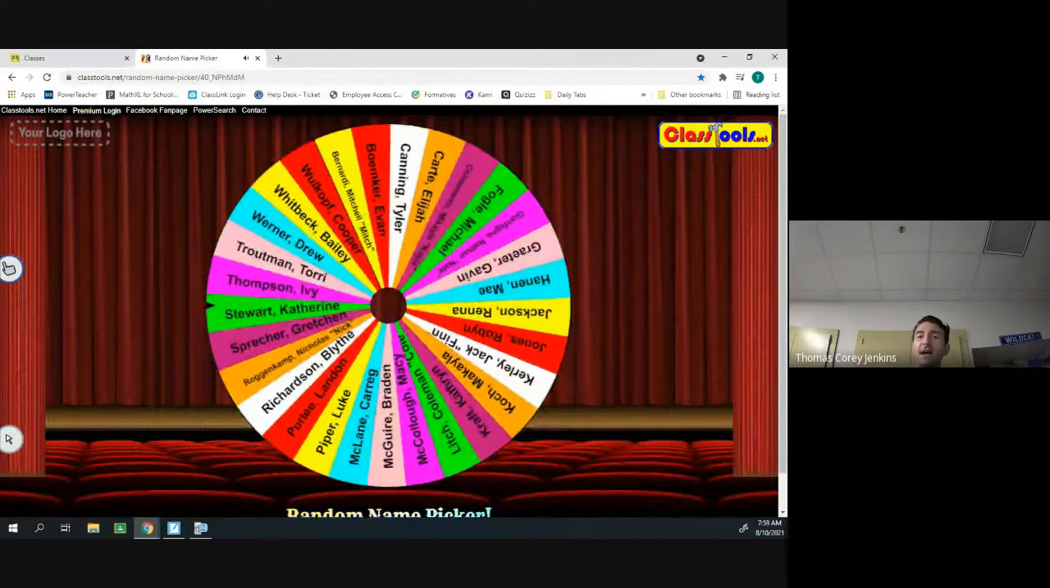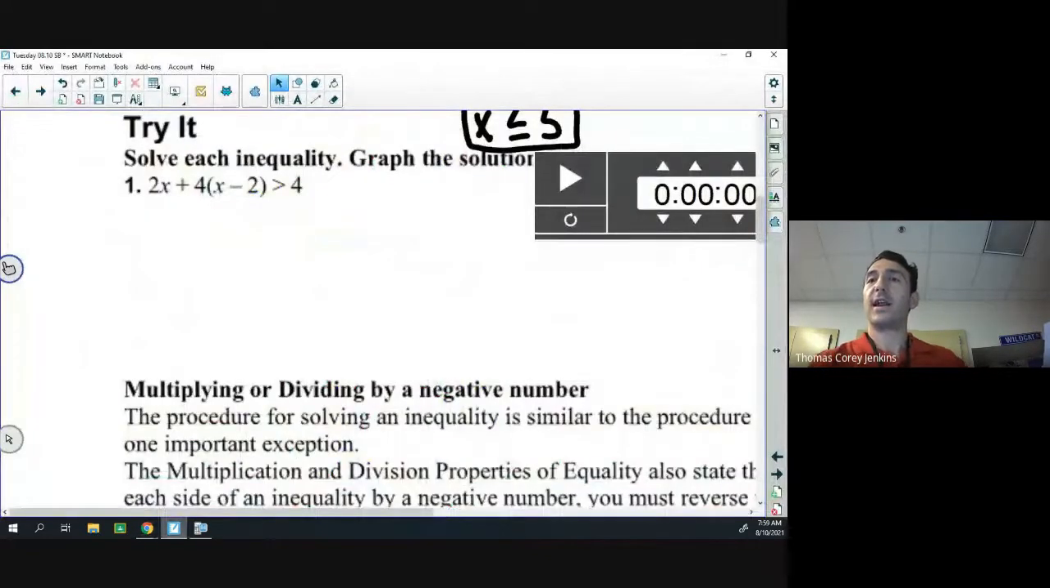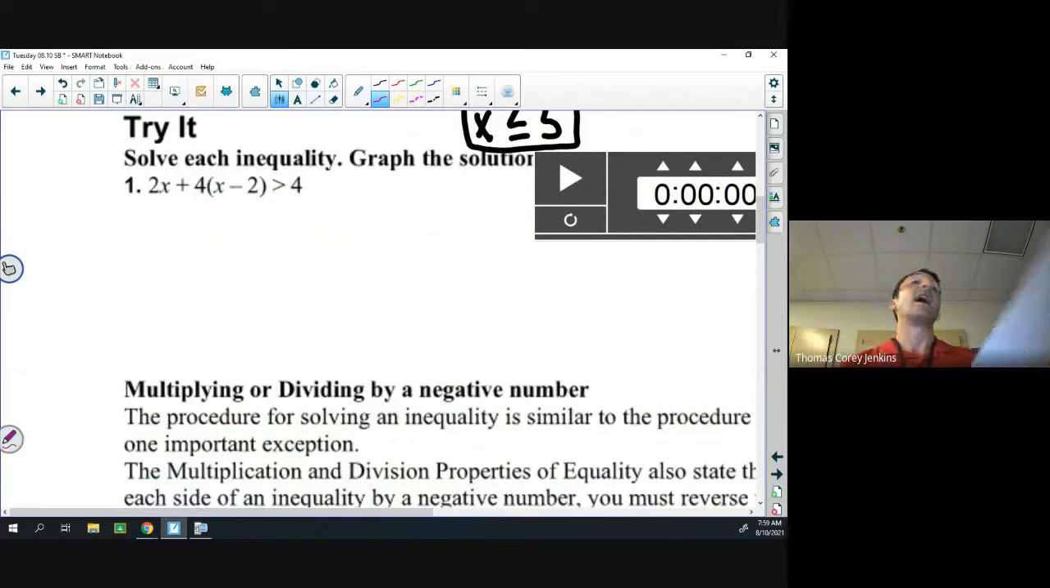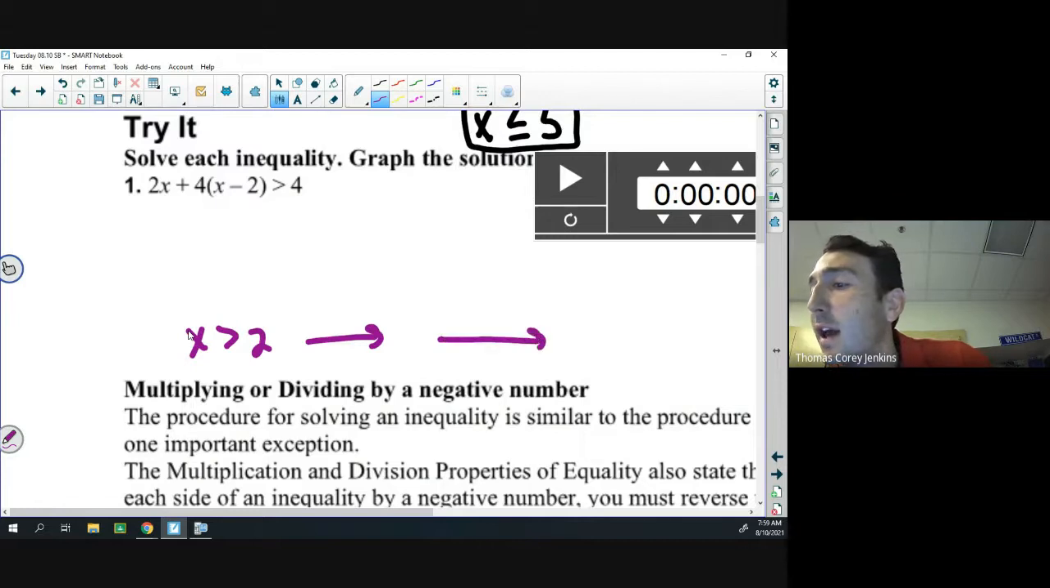Let's try Catherine Stewart. What'd you get? You got what? X is greater than 2 is correct. Very good. So this is our solution. X is greater than 2. We could also show it as an open circle on 2 and then everything to the right of 2.